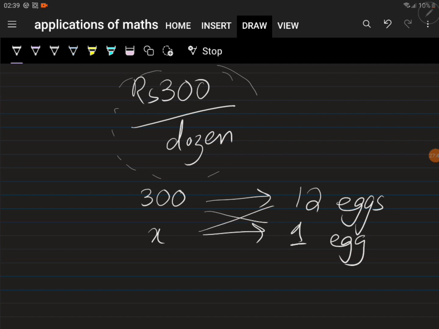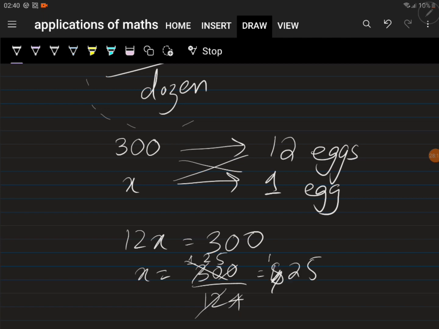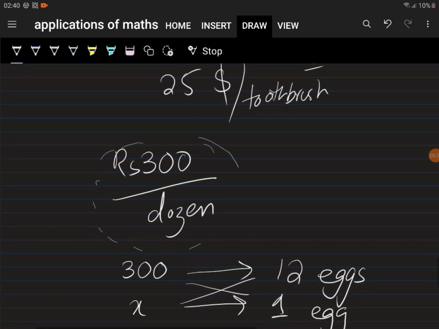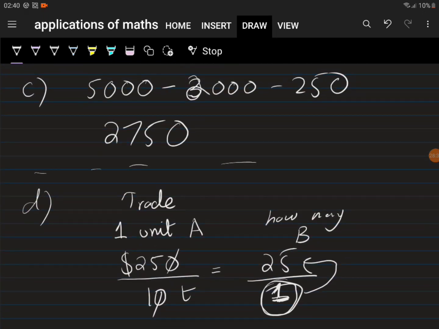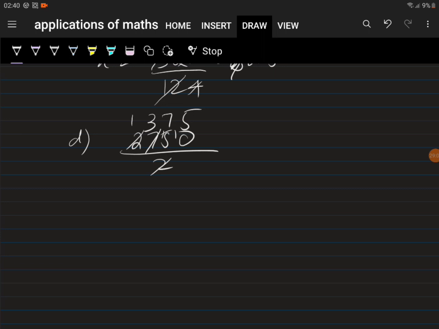Cross multiply that as well. So we are doing this by ratio as well. 12x equals 300. That means that x equals 300 by 12. Or like bingo. So you get a single egg for 25 rupees. Okay. And the remaining money that you have is the remaining money being 2750. You use half of that. So in part D, you use 2750, you divided that by 2, and you get 1375.